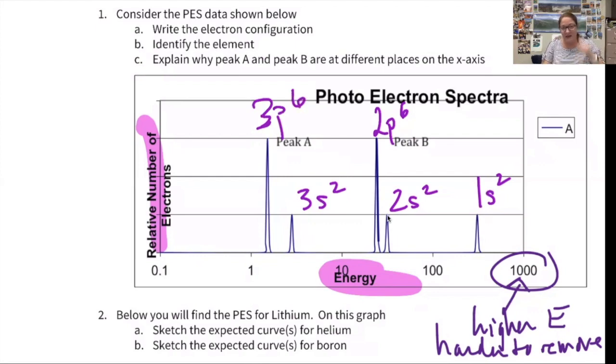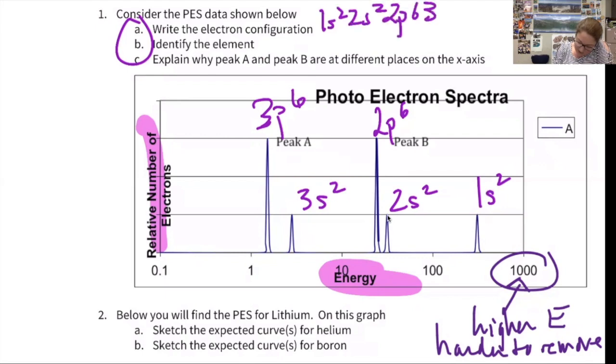Labeling those, I can then answer these questions. The electron configuration, I pretty much just did: 1s2, 2s2, 2p6, 3s2, 3p6. Identify the element. If it ends in 3p6 and it's not an ion, it's argon.